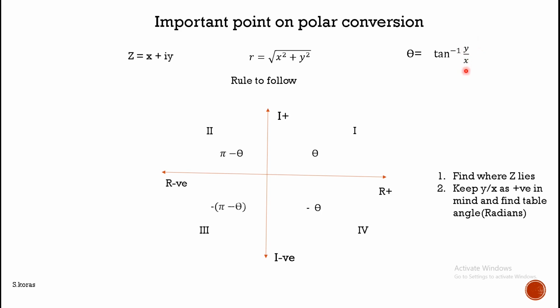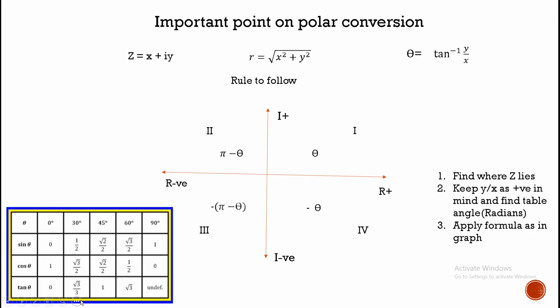The best way is to try to keep this value in your mind as a positive value, and for that positive value try to match the trigonometric table value, right? Apply the formula as in the graph and follow this trigonometric table. If you follow this trigonometric table, you can do it very easily, right? These are all the procedures to convert a complex number which is in the rectangular form to a polar form.